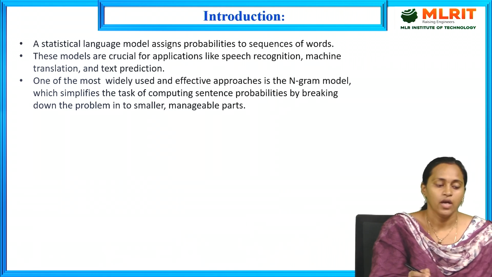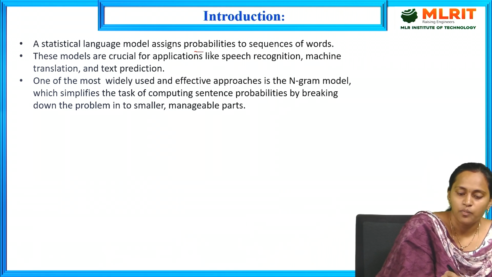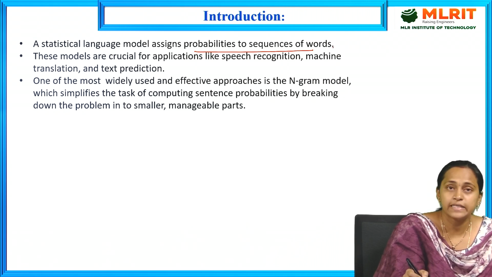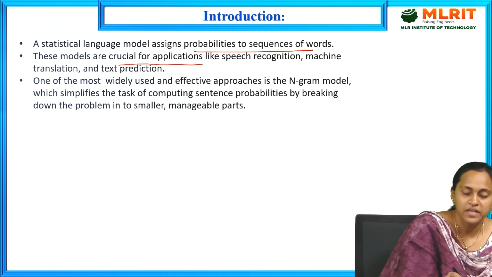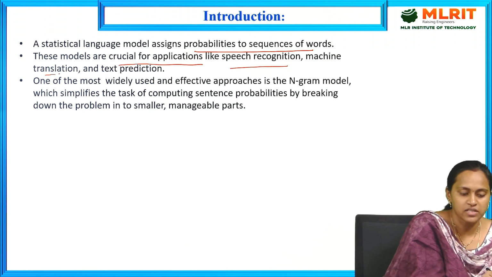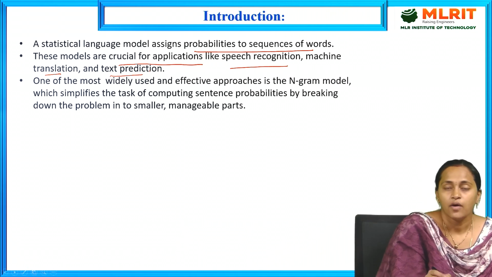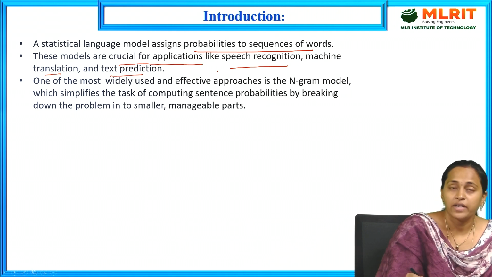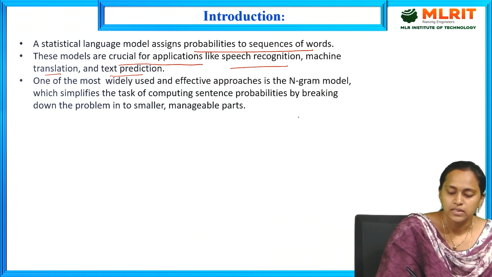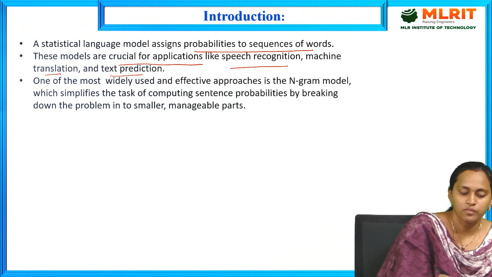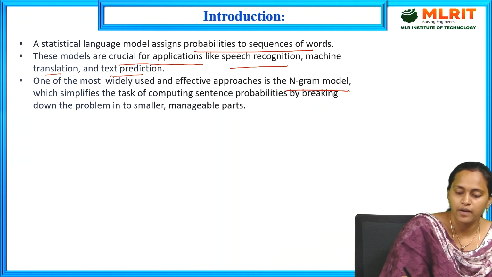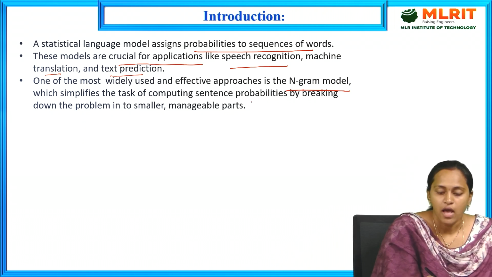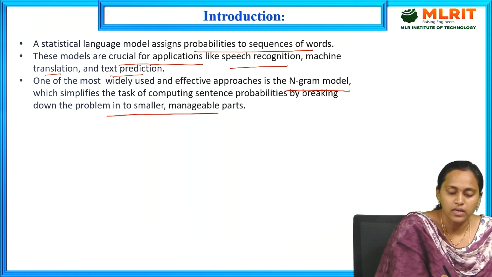Coming to the introduction. A statistical model assigns probabilities to a sequence of words. That means assigning the probability of a sequence of words in a sentence. These models are crucial for applications like speech recognition, machine translation, and text prediction. We use the statistical language model to find the probability of a sentence. One of the most widely used effective approaches is the n-gram model. By using the n-gram model, we can break the sentence into smaller parts.